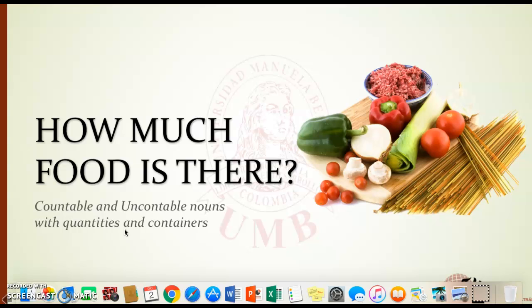Hoy vamos a entrar a trabajar el tema de countables and uncountables, quantities and containers. The first thing that you have to see here is how much food is there. So if we analyze the picture, you are going to find that we have essentially some food, right? Let's do the first exercise and let's try to identify which food do you have in this picture. Exactly, we have some meat, tomatoes, pasta, and mushrooms. So that is exactly what we are going to be talking about.